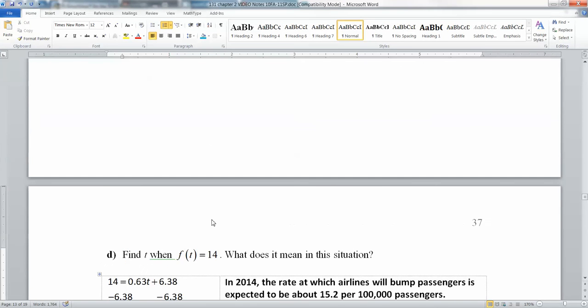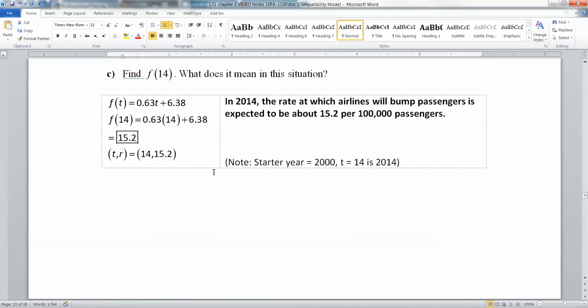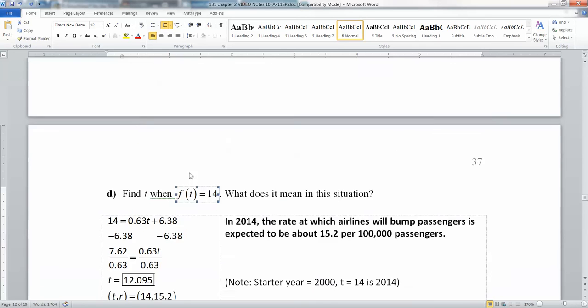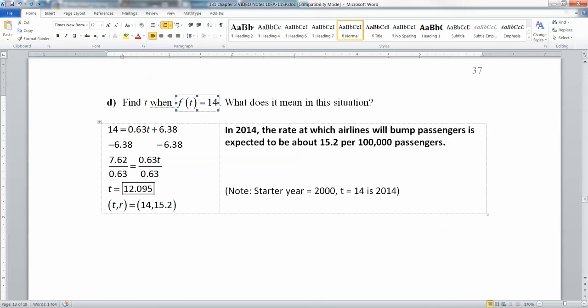Okay? Not the same problem at all. This one's set equal to 14. This one's 14 is in the parentheses. When 14's in the parentheses, you put it in for t. When it's set equal to 14, you set it equal to 14 and solve. Now I'm going to have to stop there and pick up on how to interpret this next time.